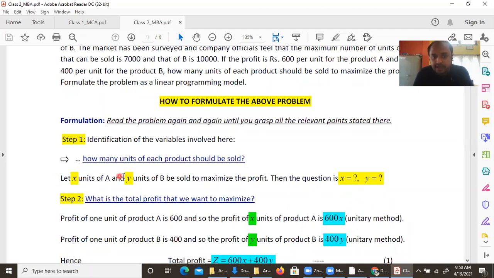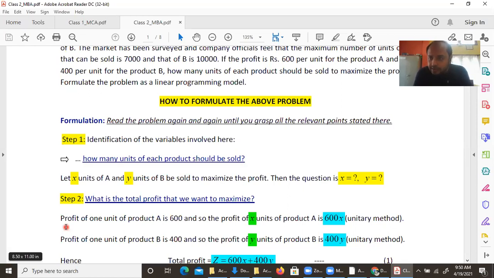These variables X and Y are actually a special type of variables. They have a special name associated with them, and I'm going to tell you after the formulation what sort of variable they are. Though the people who already know what a linear programming problem is know the names of these variables.